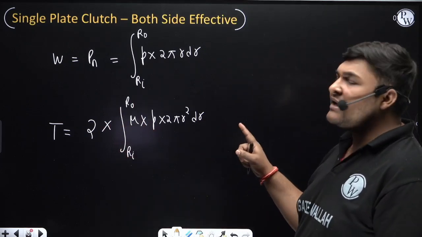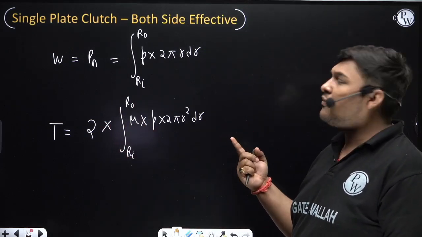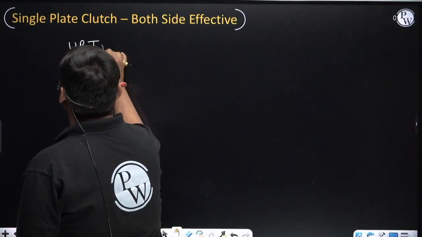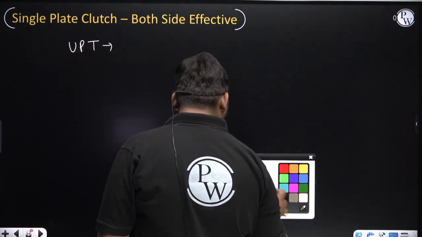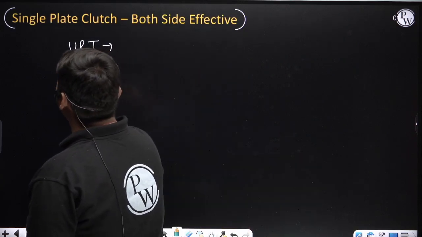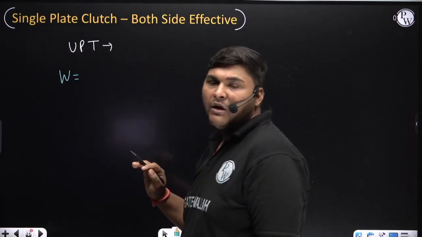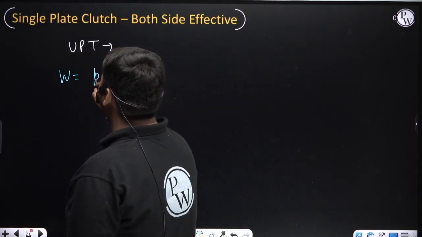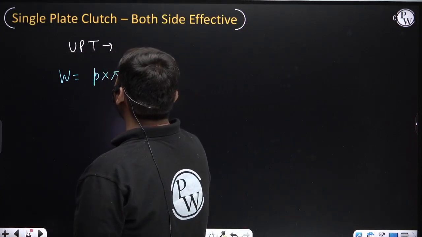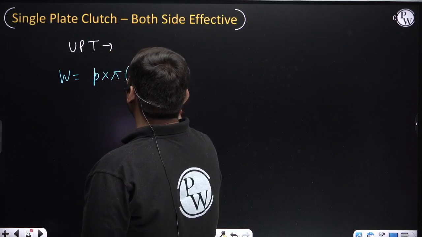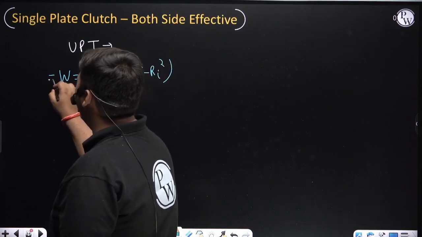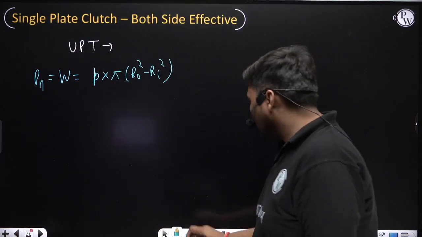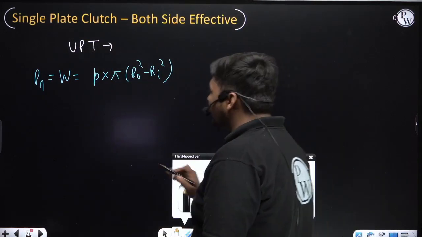Similarly, you can write the formula for uniform pressure theory and uniform wear theory. By uniform pressure theory, suppose we are applying uniform pressure theory, the same expression of W will remain the same. For uniform pressure theory, the formula to calculate W is small pressure p, which is constant, into pi into R naught square minus R square, and it is also the total pressure force on each friction lining. It is the expression of W. There will be no change. Now, what will be the expression of torque transmitted?